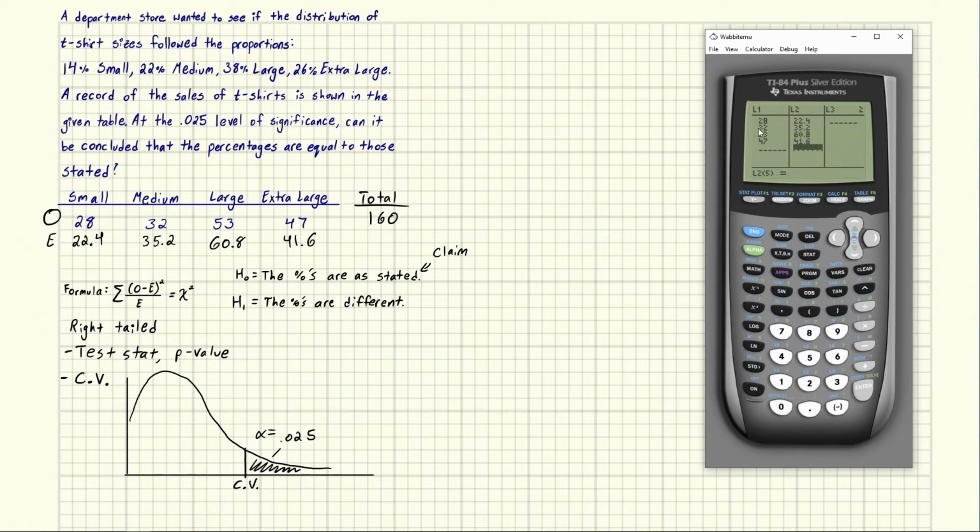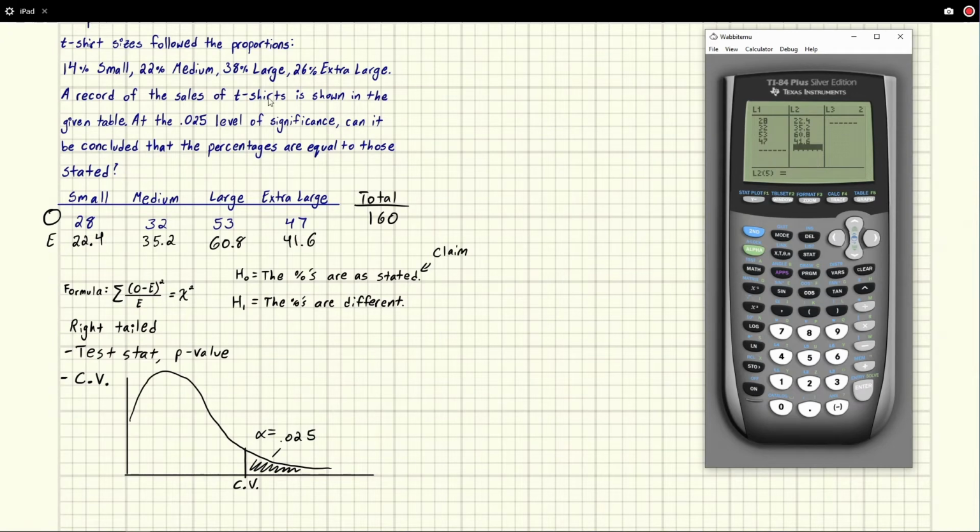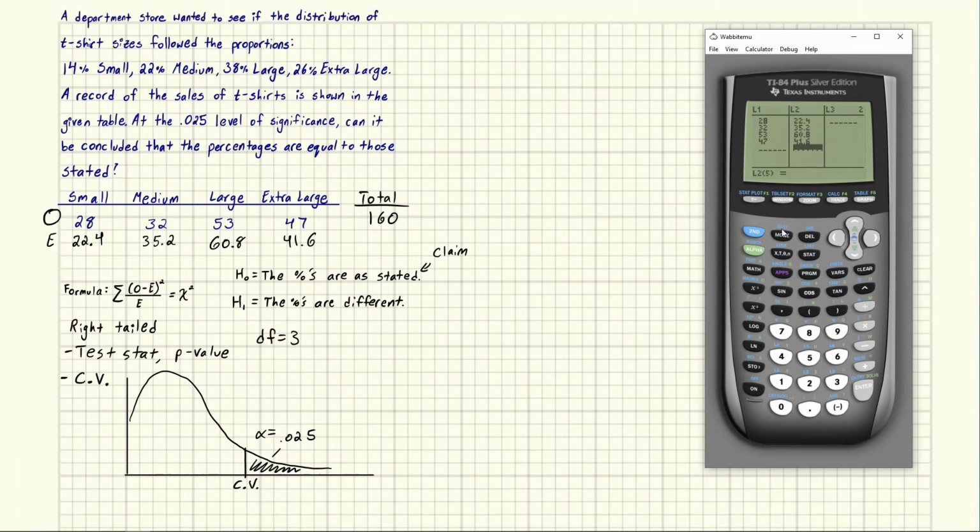So the degrees of freedom is one less than the number of categories you have. So we have small, medium, large, and extra large. That's 4 categories. So our degrees of freedom is equal to 3, 4 minus 1, that's 3. So in the calculator, there is a statistical test we can run, a goodness of fit test.